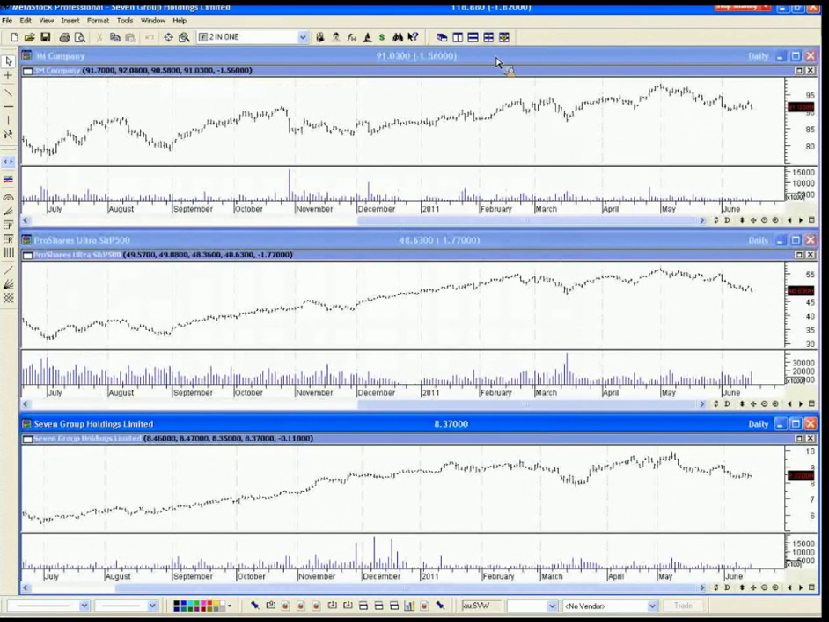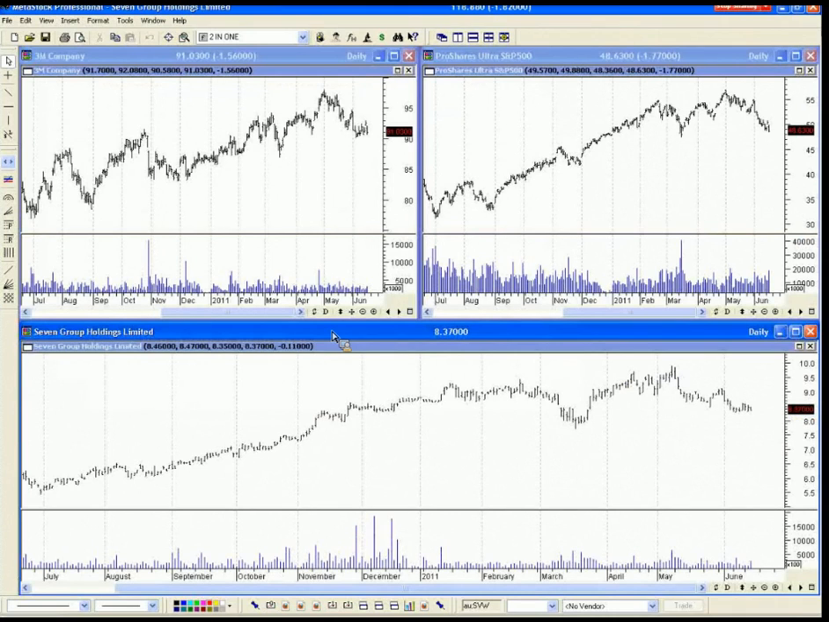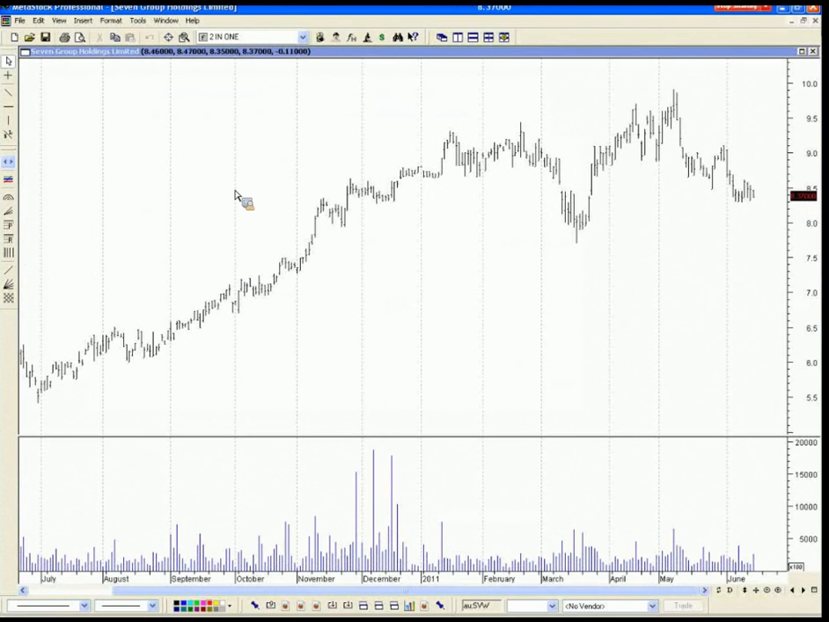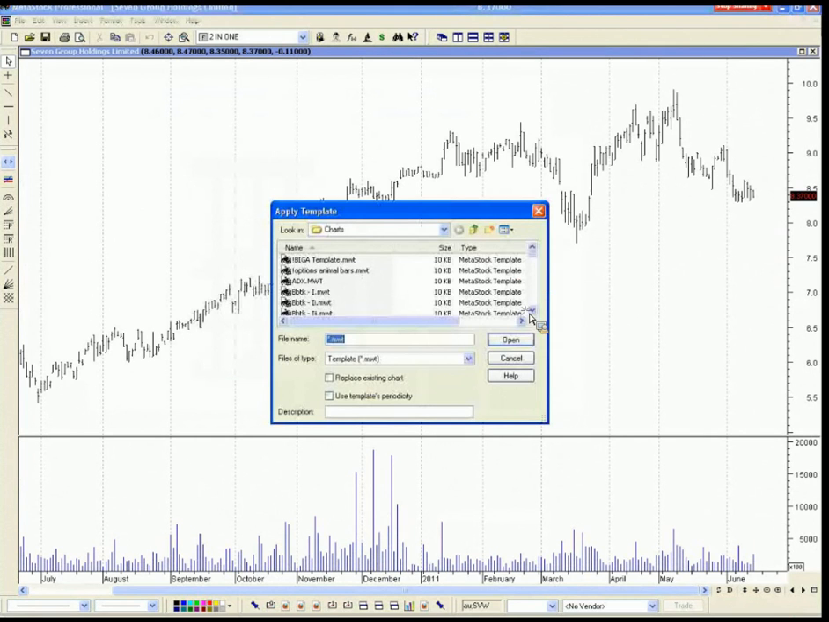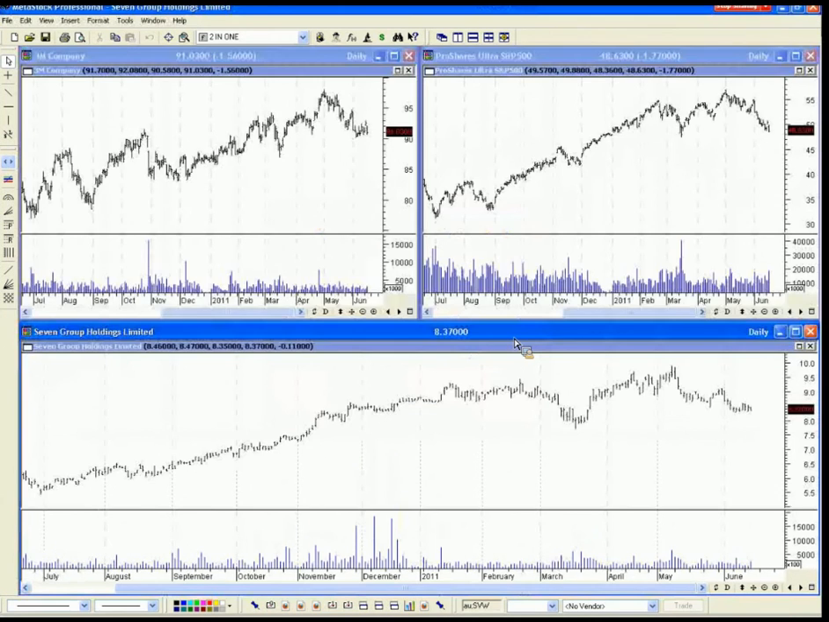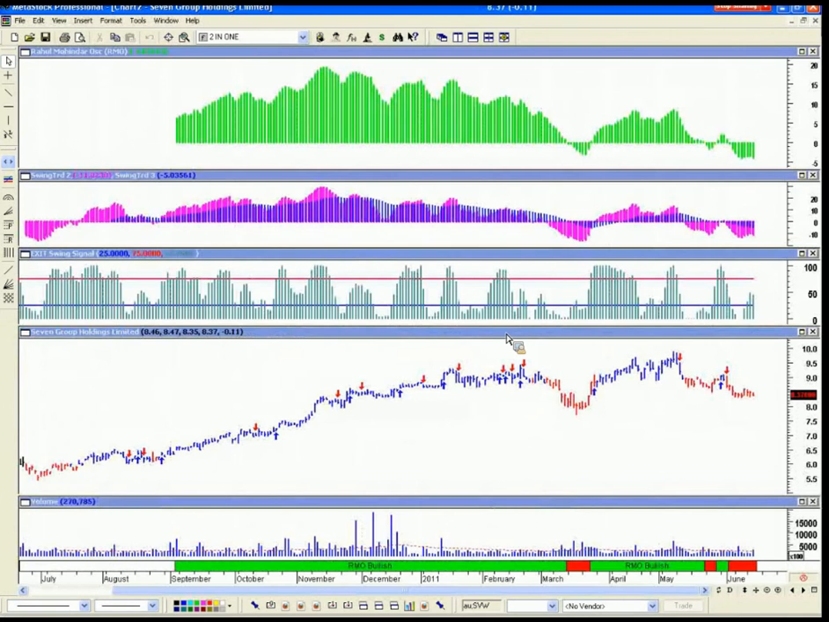Okay, so I've got the charts open. I like it this way better. Let's start with SVU. It's from Australia. And I want to show you how to apply all the indicators and the studies and the techniques. All you do is right-click on my open chart and click on Apply Template. I'm going to go to the very bottom of my list, and it's called RMO Trade Model. I'm going to click on Open, and that's going to load all the indicators that we're going to be using.